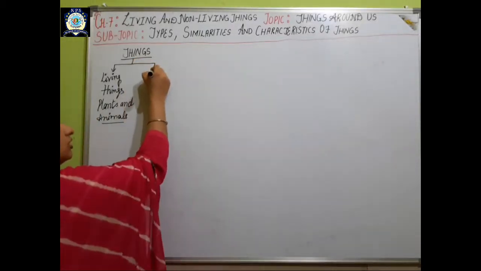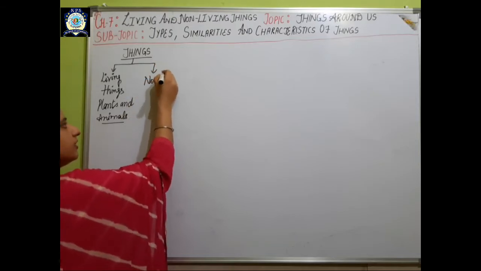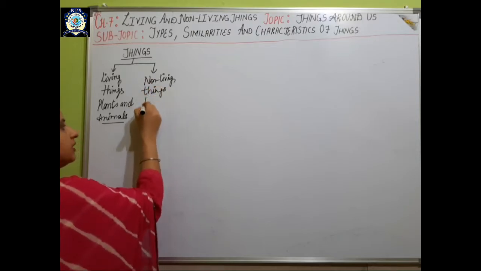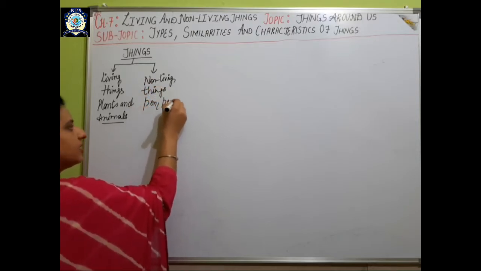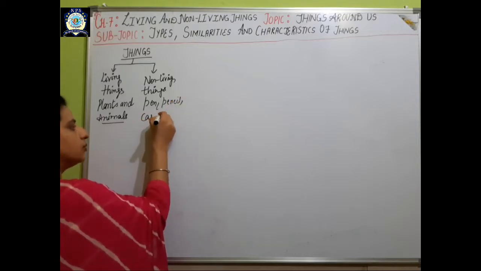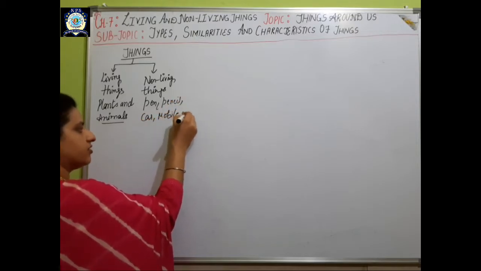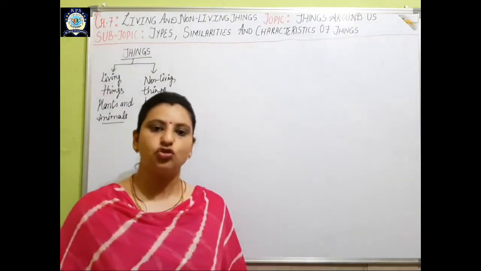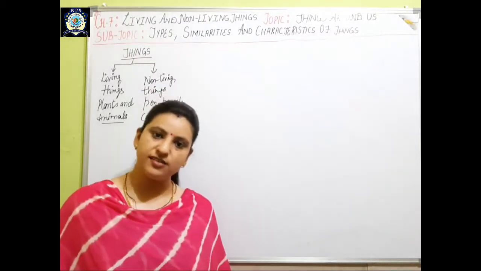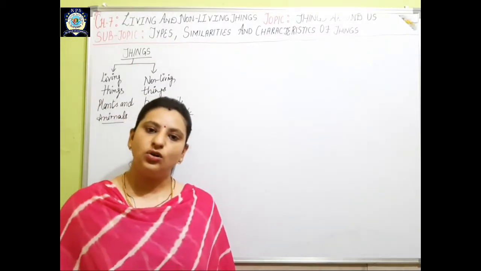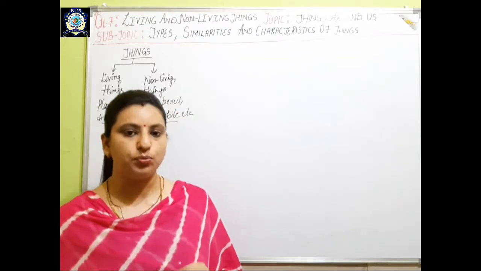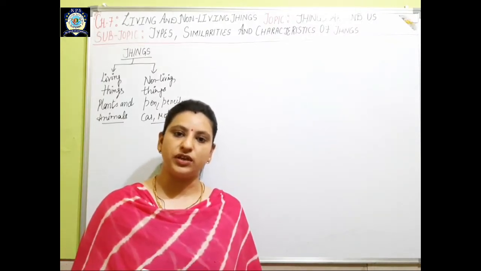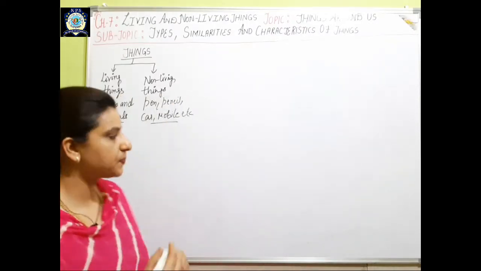If we go for the non-living things, for example, pen, pencil, car, mobile, etc. There are many examples of non-living things. So the things can be categorized into two main types, that is living things and non-living things. Now living things and non-living things both have some similarities. So let's look at what the similarities between the living and non-living things are.